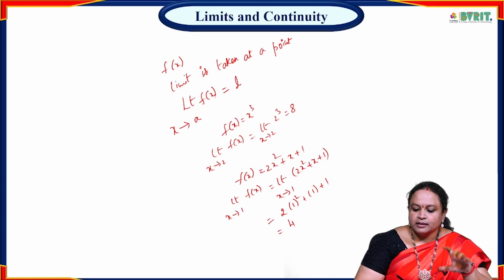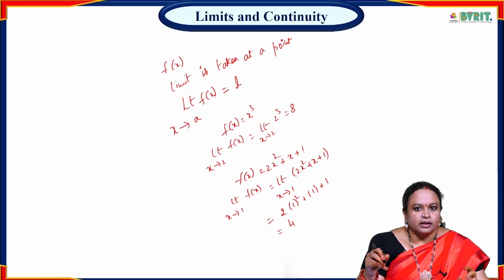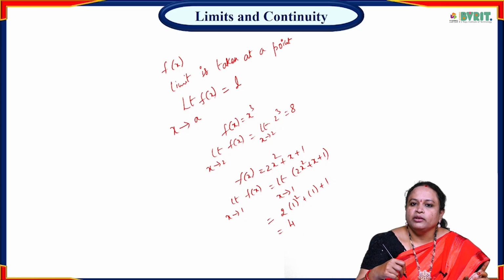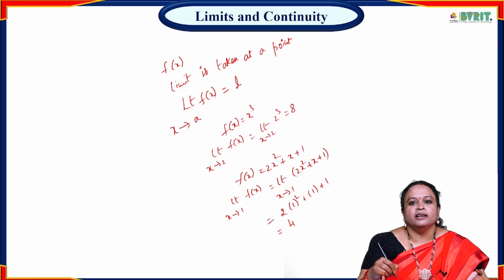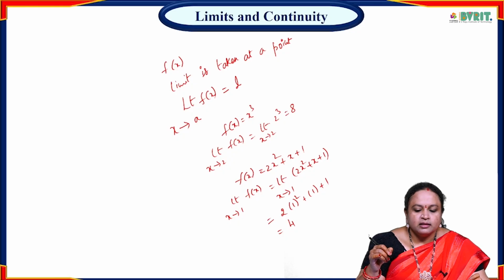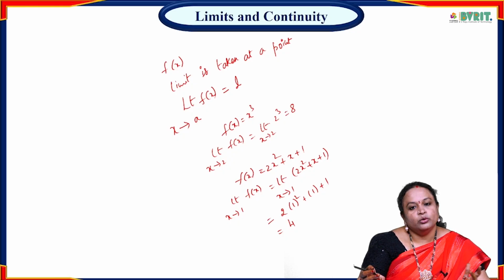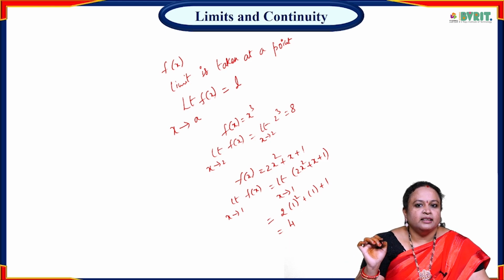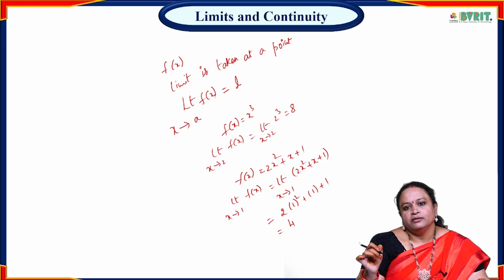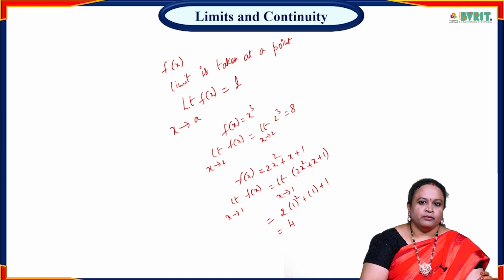So what are we doing in finding the limit of a function? We are just looking into the function, taking the limit value, and substituting it wherever you see x. Wherever you see x, there you are putting that value. If it is addition, we do addition. If it is subtraction, we do subtraction, and then we get the result. That is called as limit of a function. I hope I am very clear to you.